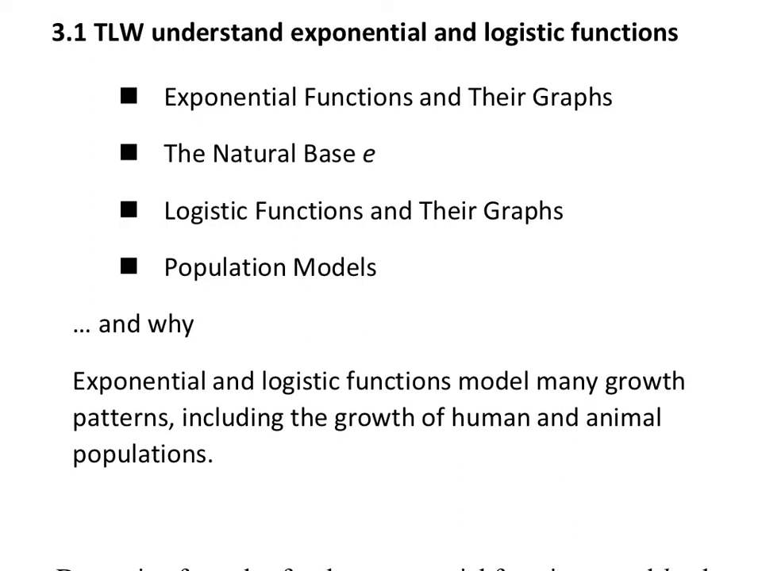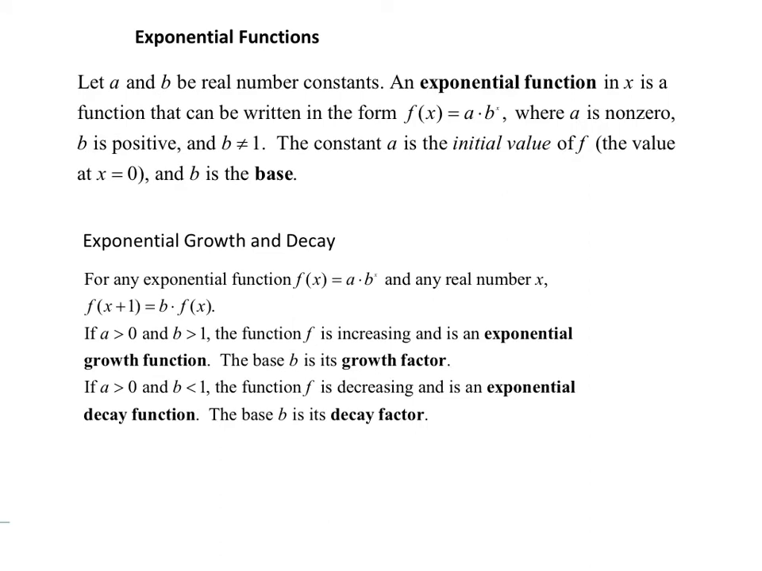All right, so exponential functions. Let a and b be real number constants. An exponential function in x is a function that can be written in the form f of x equals a times b to the x, where a is non-zero, b is positive, and b cannot equal 1. So key things there, b has to be positive and b cannot equal 1, and a is not 0. The constant a is the initial value of f, the value at x equals 0, and b is the base, okay?